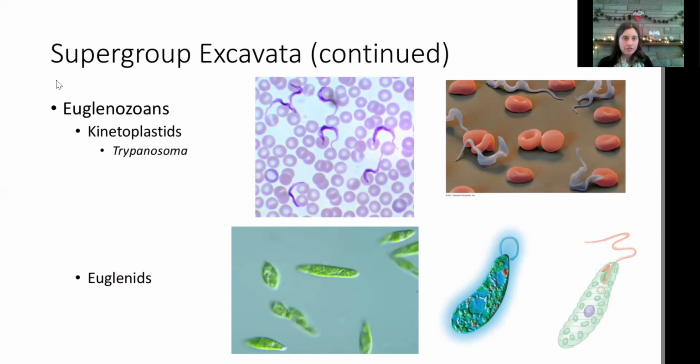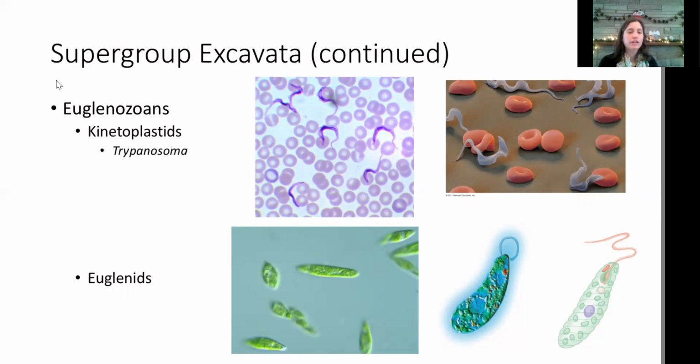So euglenozoans are protists that have a unique flagella. Their flagella either has a spiral or a crystalline rod inside it. So they're flagellated, and we divide them into two groups, the kinetoplastids and the euglenids. The kinetoplastids have a kinetoplastid. So a plastid is just a membrane-bound organelle. So the kinetoplastid is a really large mitochondria. They have one really big mitochondria that has a pile of DNA in it.